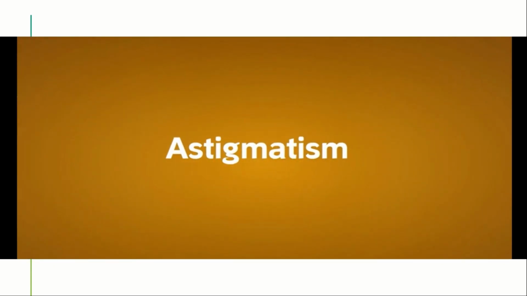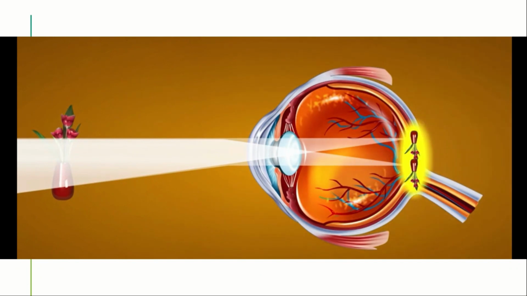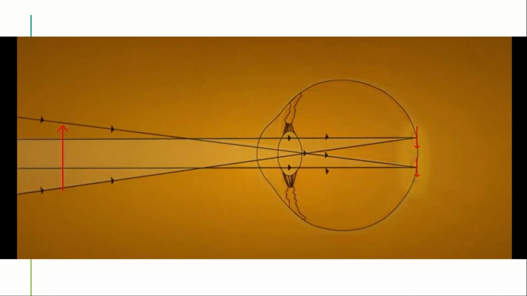Astigmatism is another common problem seen when image may be clearly focused on the retina on horizontal plane but not in vertical plane. This defect may be due to some irregular curvature of the cornea or lens. This can be corrected using cylindrical lens.